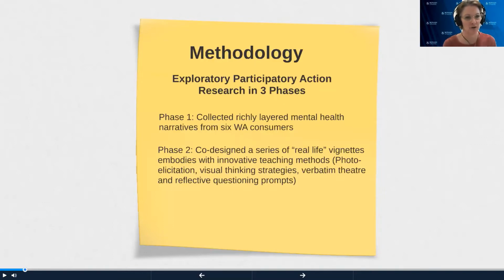5 main co-design principles. So one is we're inclusive. So we consult the industry and not-for-profit and consumers right from the very beginning through all the steps. Number 2 is that we're respectful. We respect that the consumers are the experts by experience, and that we pay them for their time, and they also co-author publications with us if they want.